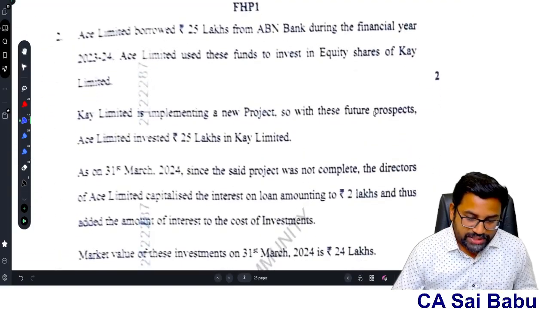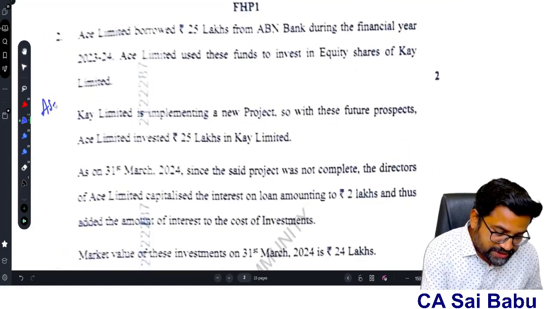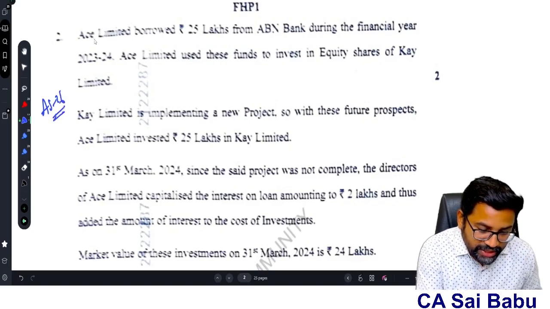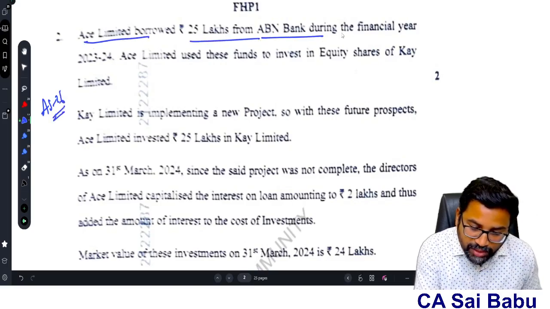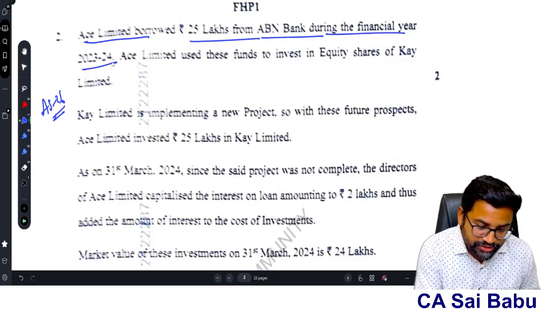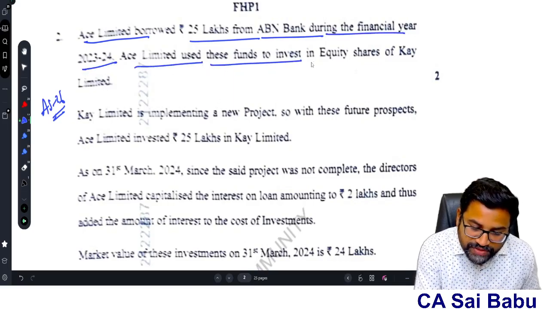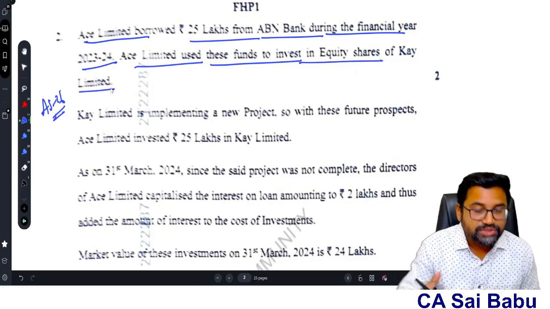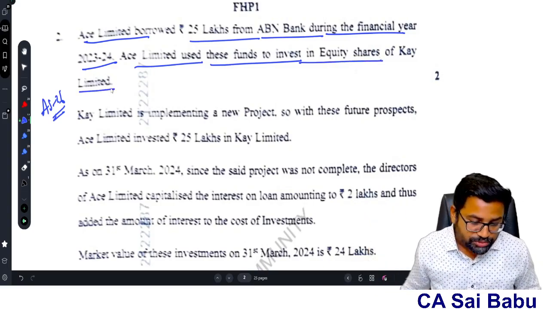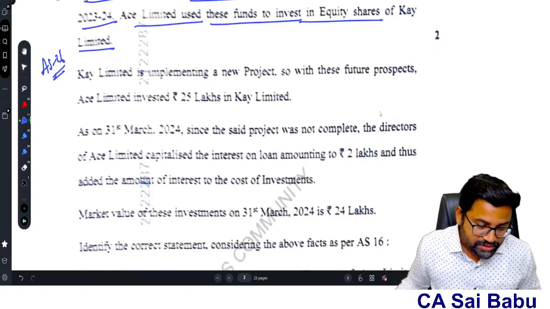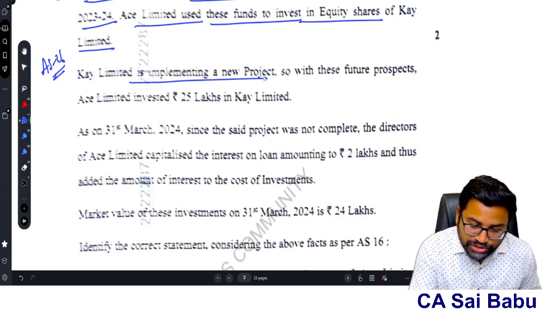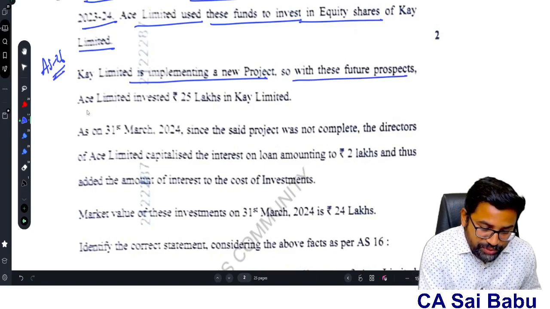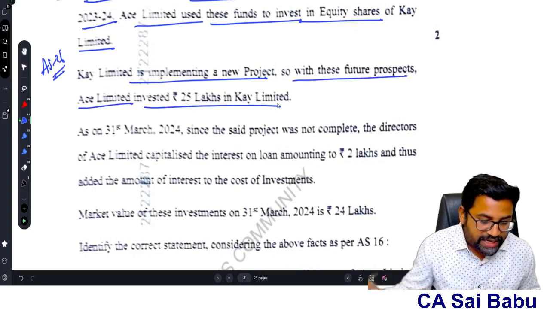And come to the second MCQ. The second MCQ relates to Accounting Standard 16, very simple. ACE Limited borrowed 25 lakhs from ABN Bank during the financial year 23-24. ACE Limited used these funds to invest in equity shares of K Limited. K Limited is implementing a new project. So with these future prospects, ACE Limited invested 25 lakhs in K Limited.